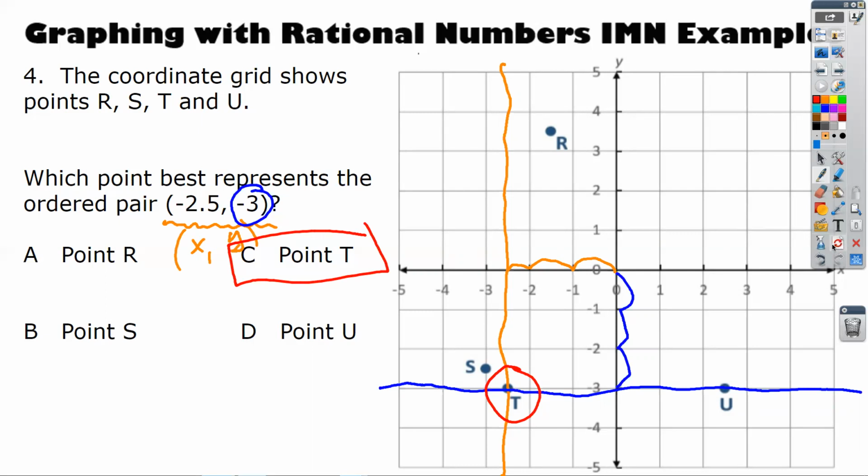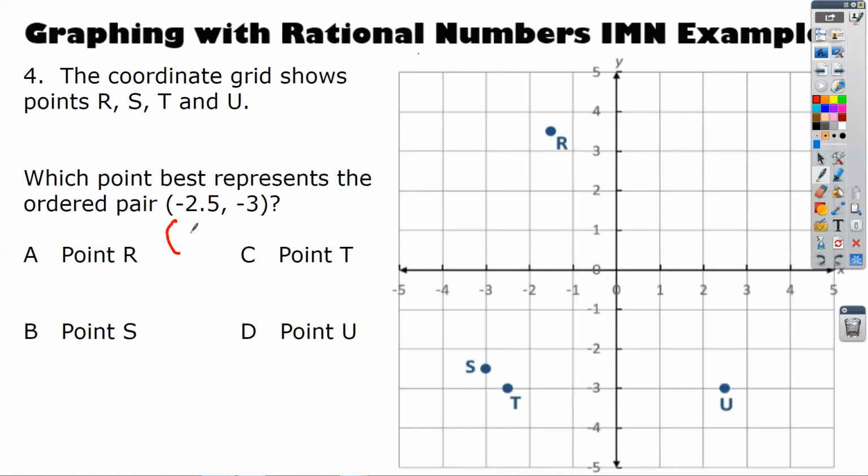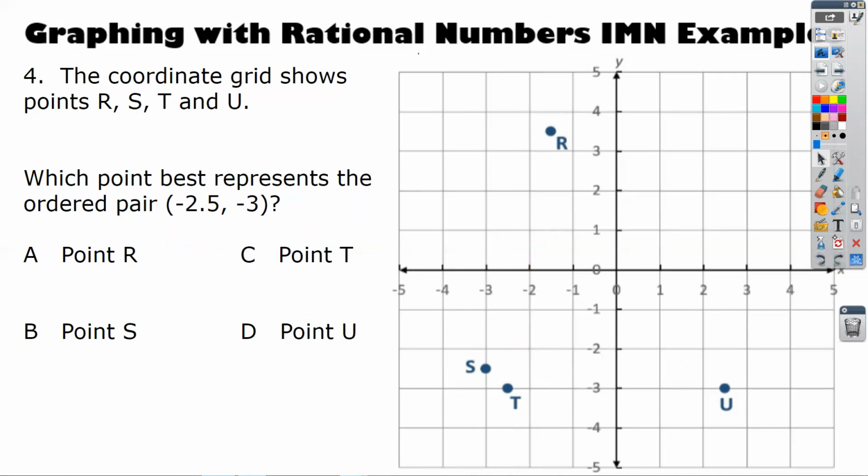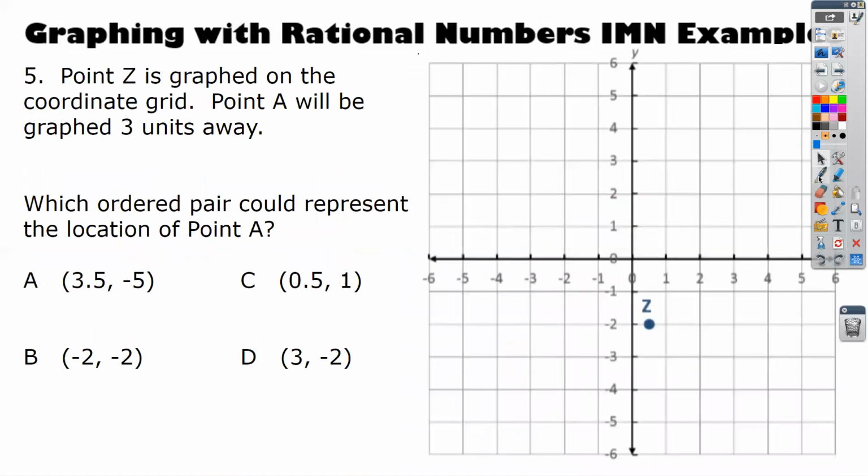Also, you could have looked at this as, I know that this is negative, so it had to be in quadrant 3. So remember 1, 2, 3, 4. So you knew it had to be one of those two. That's one way you can very easily rule out things that just don't make sense. So I always start by trying to rule out any points that you possibly can before I actually do any math.